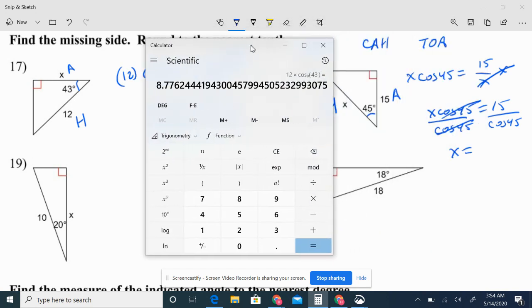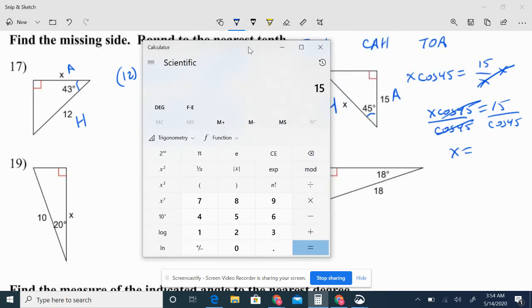Let's see what that is. I'm just going to go 15 divided by, I have to type in 45 and then cosine. Press equal. So I see that 15 divided by cosine of 45 is 21.2. I'm going to round it to one decimal place, so 21.2.